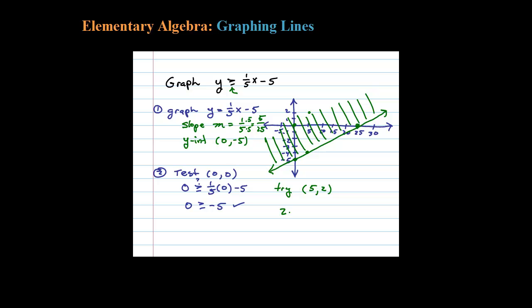Okay, is 2 greater than or equal to 1/5 times 5 minus 5? Well, yeah, it is, right? 2 is greater than 1 minus 5, which is -4. Any number in this shaded region, any ordered pair, that is, in this shaded region, should solve the original inequality.